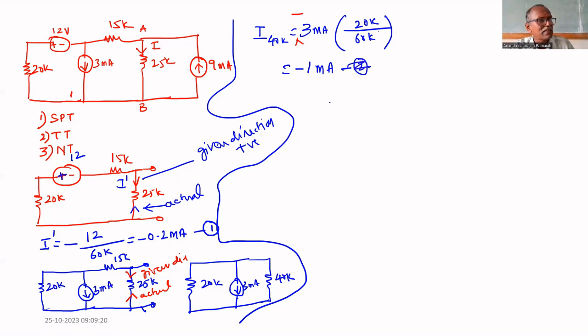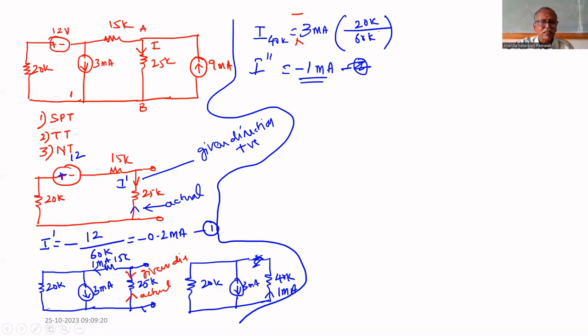Now we can write this itself. Anyhow, we'll go one more step. Here, 40K, through that 40K, 1 milliampere. Through 40K, 1 milliampere, that is in series. Series means currents are equal. That's why 1 milliampere, but opposite direction, that's why minus 1 milliampere. That is I double dash. Why double dash? We considered the second source.